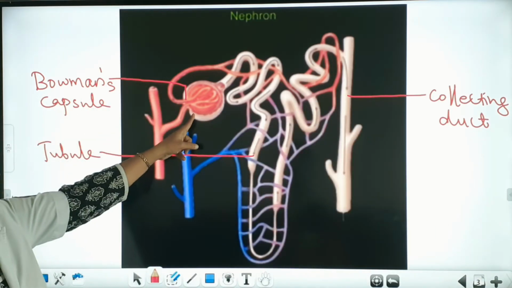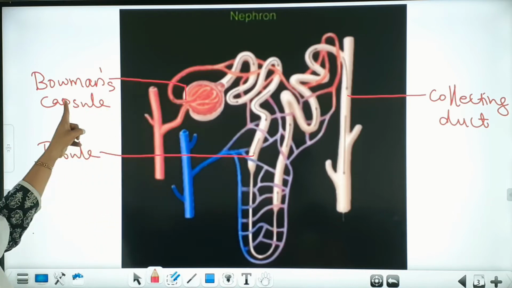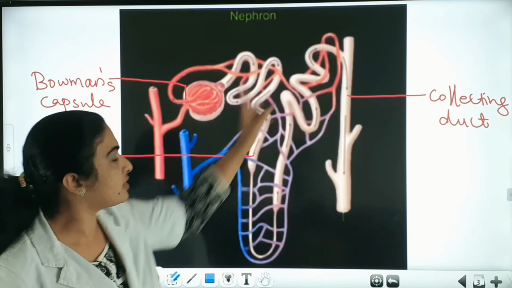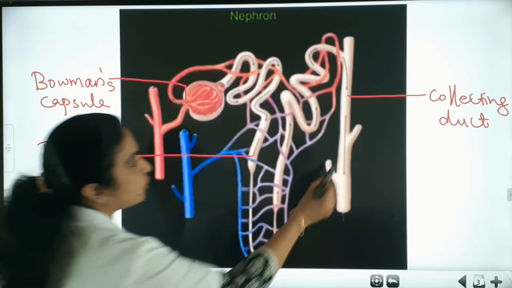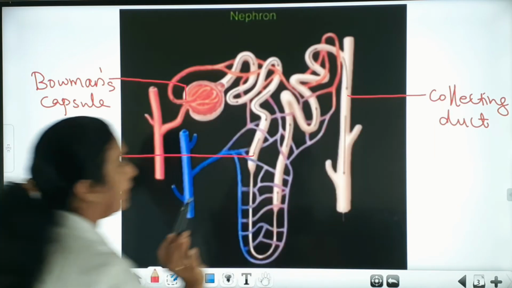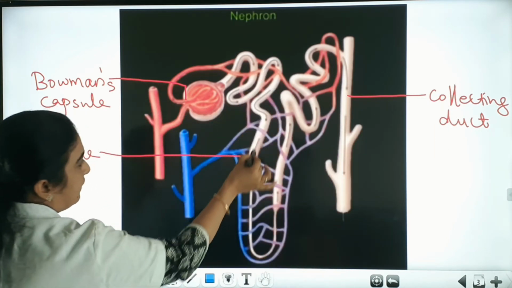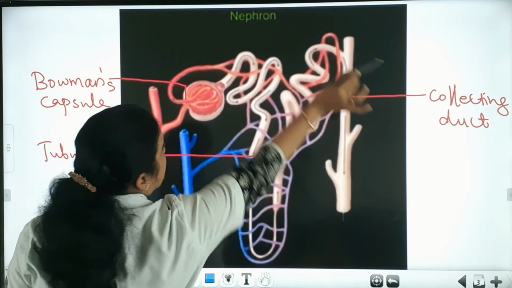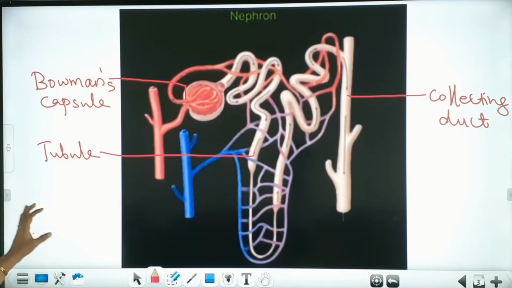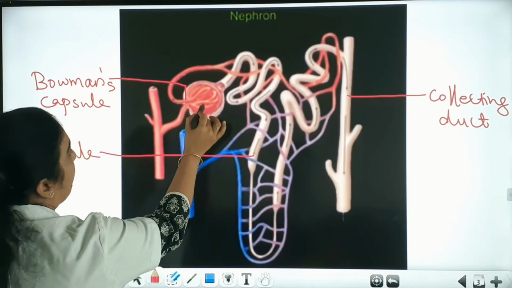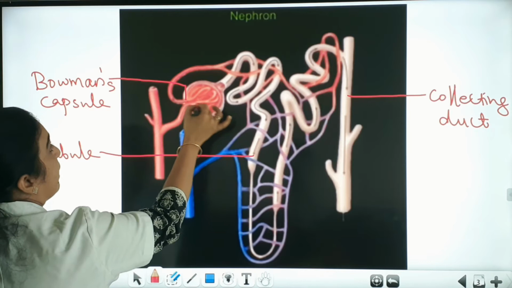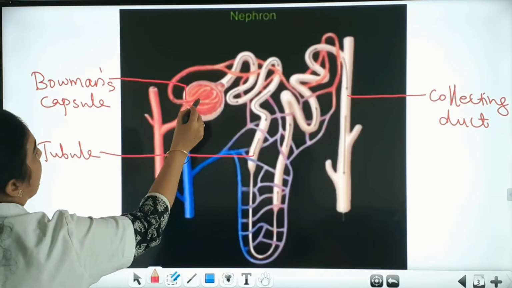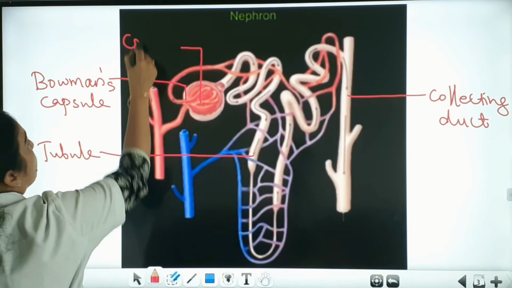So is it clear? The nephron consists of a cup-shaped structure called the Bowman's capsule. Bowman's capsule is followed by a tubular structure which is called a tubule, and this tubule ends in a collecting duct. Actually, this is a tubule, this light rose color, this is the tubular structure. Now we can see this Bowman's capsule consists of a bundle of blood capillaries. We can see inside the Bowman's capsule, and that is known as glomerulus.